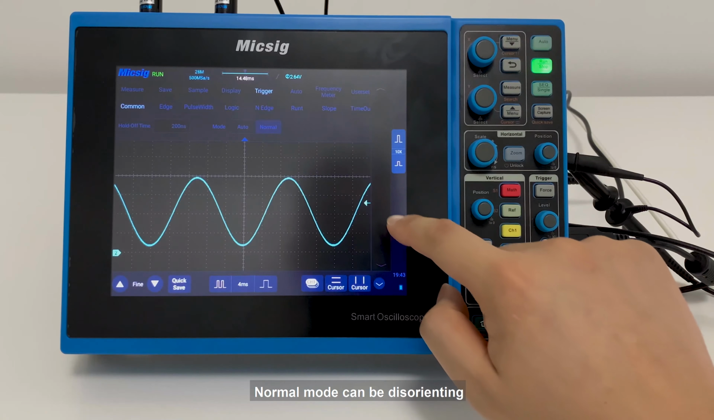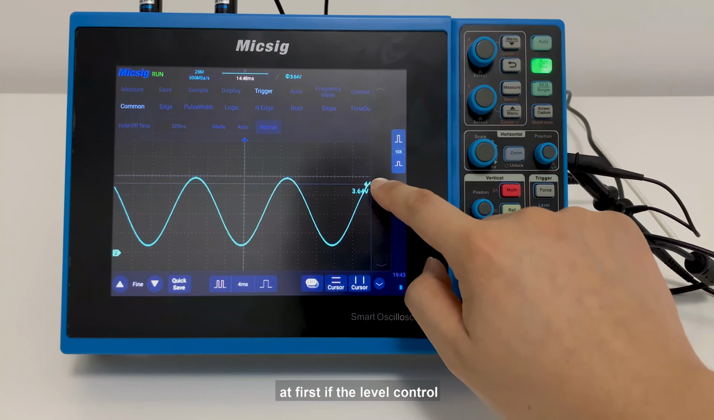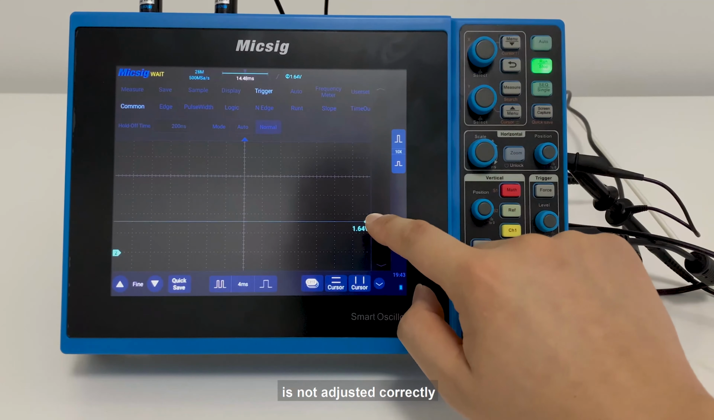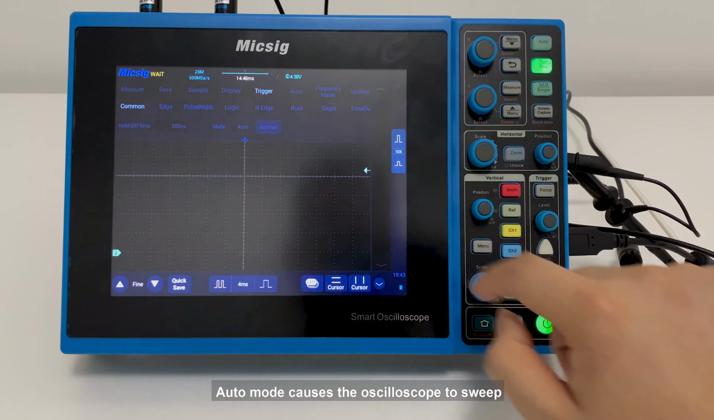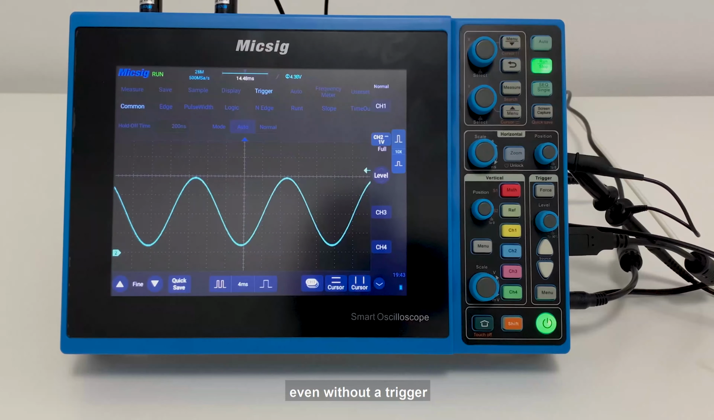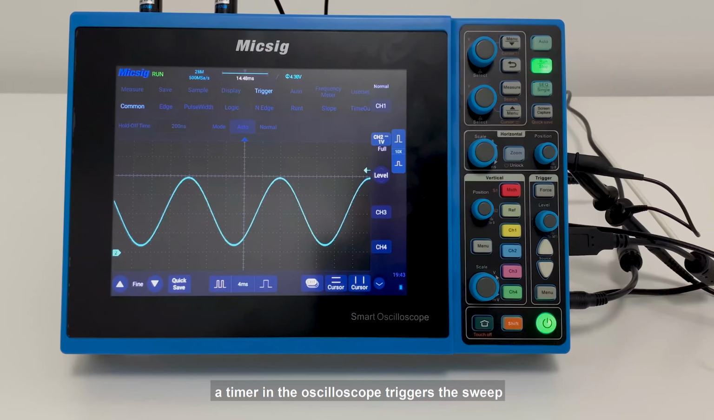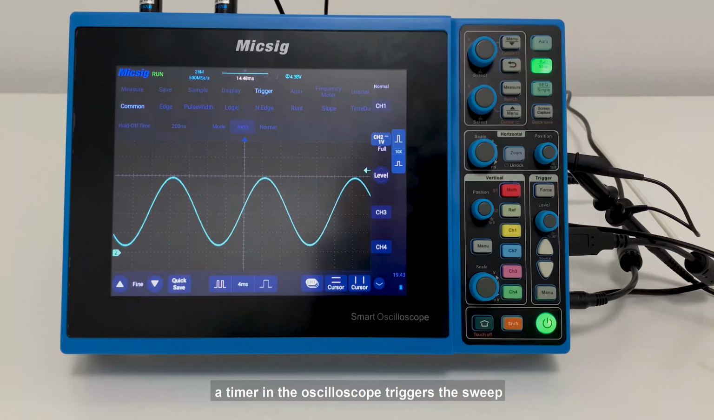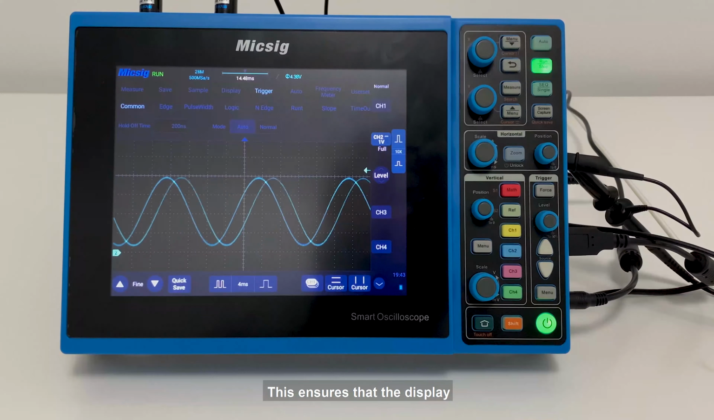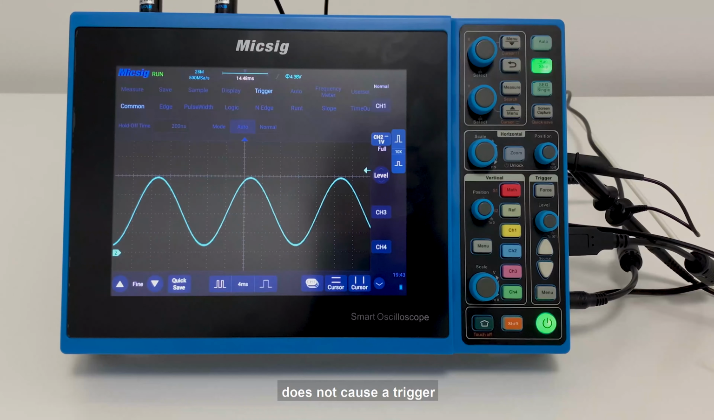Normal mode can be disorienting since you may not see the signal at first if the level control is not adjusted correctly. Auto mode causes the oscilloscope to sweep even without a trigger. If no signal is present, a timer in the oscilloscope triggers the sweep. This ensures that the display will not disappear if the signal does not cause a trigger.